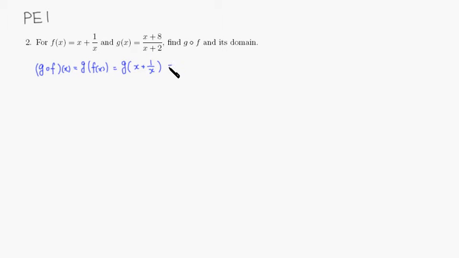So this is going to be, I see x here, so I'm going to put x plus 1 over x, and then plus 8, and all over, I see x there, so we put the x plus 1 over x there, and plus 2. Since I don't like to have fractions inside a fraction, I'm going to multiply top and bottom by x, just to make it look prettier.